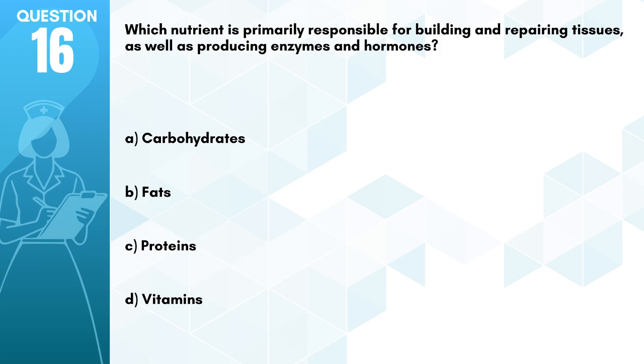Question 16. Which nutrient is primarily responsible for building and repairing tissues, as well as producing enzymes and hormones? A. Carbohydrates. B. Fats. C. Proteins. D. Vitamins.